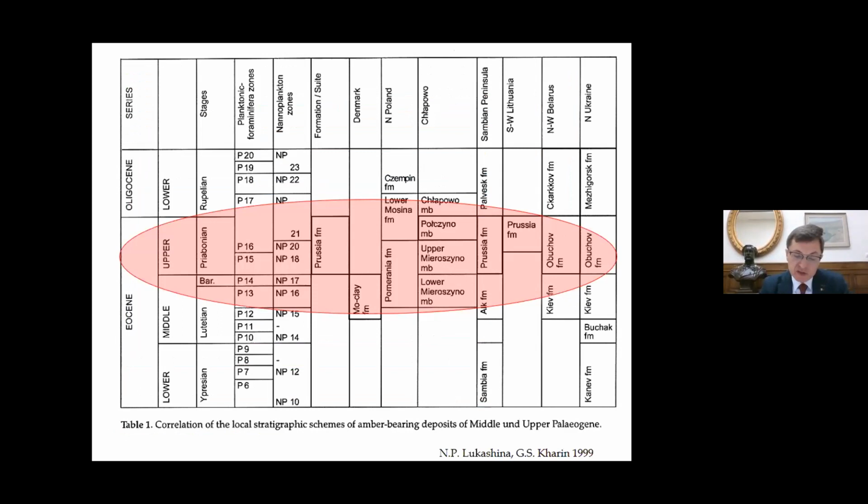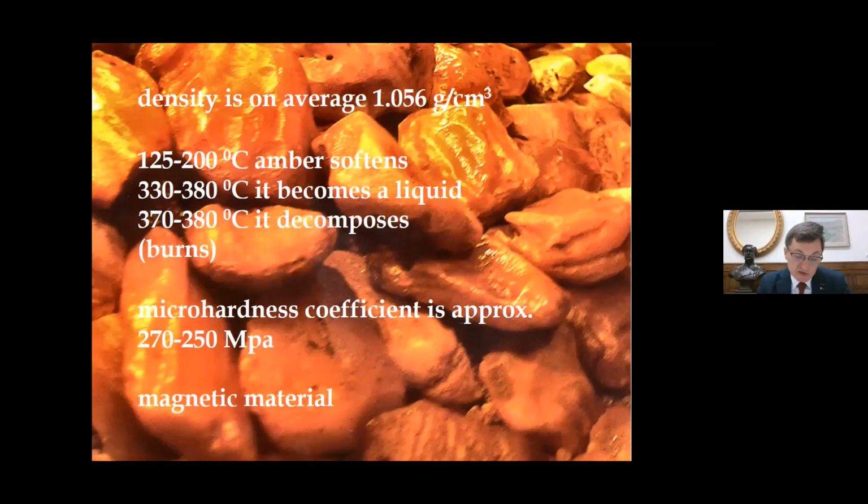The most active geological period in terms of the genesis of fossil resins was the Upper Eocene, so 40 million years ago, when succinite, one of the most widespread fossil resins, was formed in contemporary Central and Eastern Europe. The physical properties of the fossil resins are specific. They are light. The density is on average 1.056 grams per cubic centimeter, although there are varieties, so-called foamy amber, with a density of about 0.350 grams per cubic centimeter. For example, gold has a density of 19.3 grams per cubic centimeter, so it is 20 times heavier than amber.